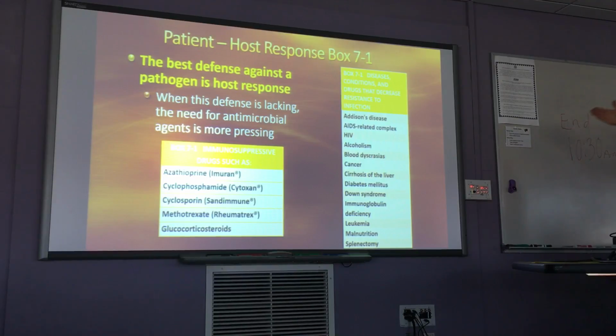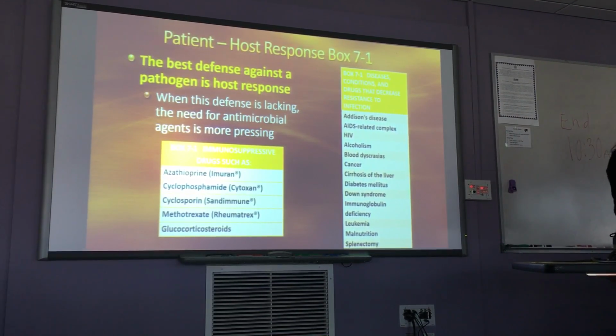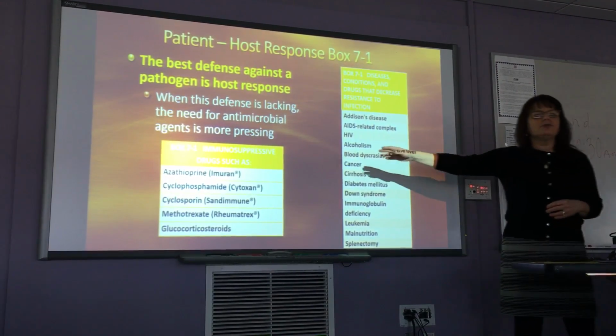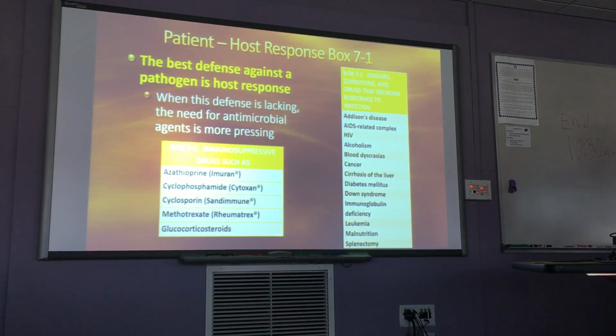Or something like Addison's disease, age-related complex, cirrhosis of the liver, certain people with diabetes, especially if it's not well controlled, some Down syndrome patients that have resistance to infection, an immunoglobulin deficiency, leukemia, malnutrition, someone who just had a splenectomy. So these conditions, or taking these types of drugs that knock down our immune response, will help us to decide whether or not that infection that they now have requires the use of an antibiotic. So we would tend with these people to use the antibiotic rather than not. Okay, so there are conditions where we would do that.